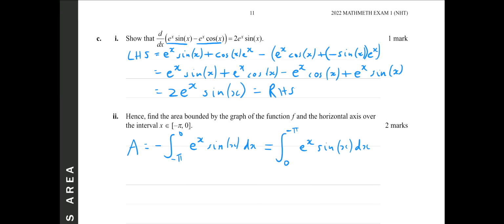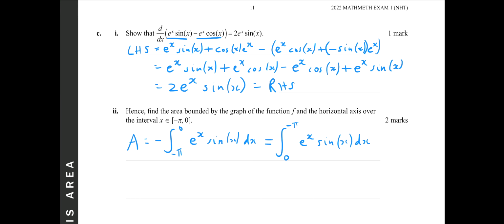You need to look back at part C, part 1. We were told that if you differentiate that big term, e to the x sin x minus e to the x cos x, you will end up with 2e to the x sin x, which means if you integrate that function right there, you will get the left-hand side, you will get that function right there. But we don't have 2e to the x, we have just e to the x. So our integral is going to equal half of the left-hand side in part C, part 1. Doing that, we will get 1 half, and then we can put our square brackets.